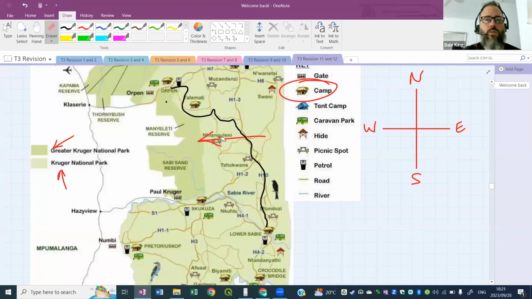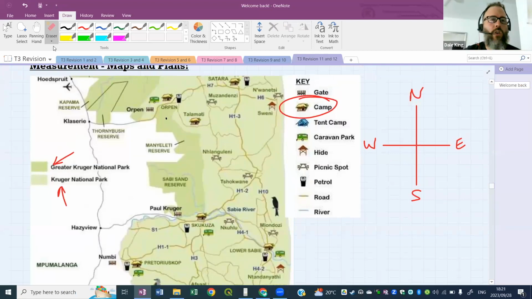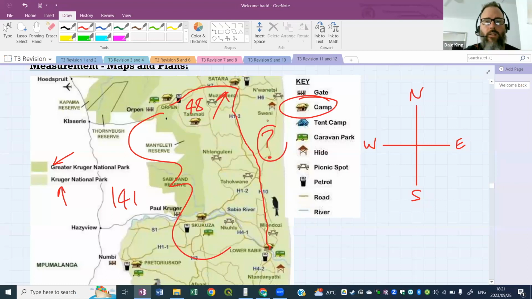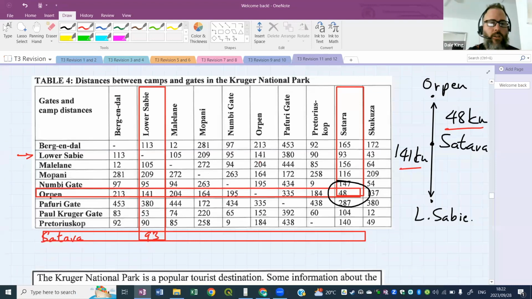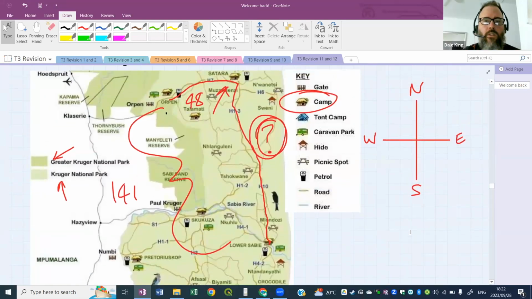We can look at the map. So what they're saying is, using that distance table, show that this route from Orpin to Lower Sabi is via Satara. There's Satara there at the top. If we had the distance from Satara to Lower Sabi, we could prove it. We know this is 48. We know the whole thing is 141. So if we had this number here, and 48 plus that number equals 141, then we could prove it. Unfortunately, we don't have Satara on our table, so we couldn't really do it, but I would say yes. I think it is. But we can't really confirm. I'm sorry, guys. It's a bit frustrating. We don't have Satara. I wonder if we can go to another place, Satara to somewhere else.